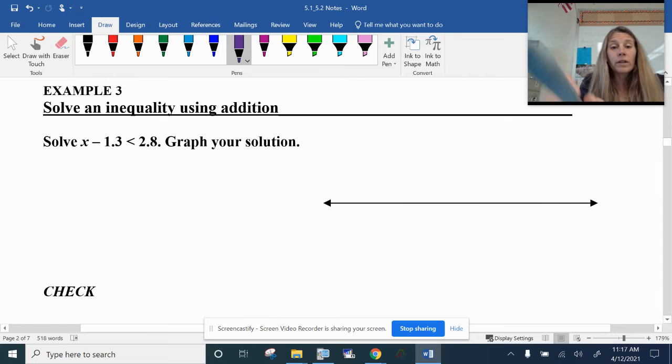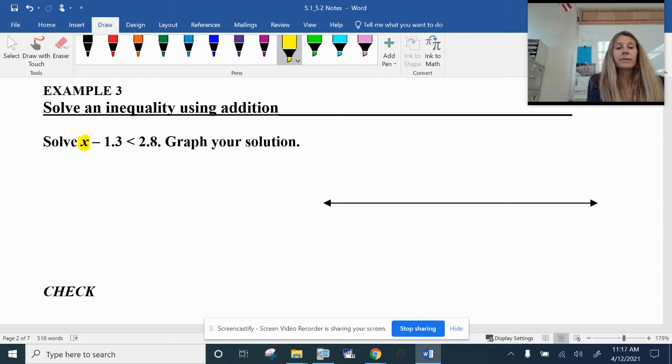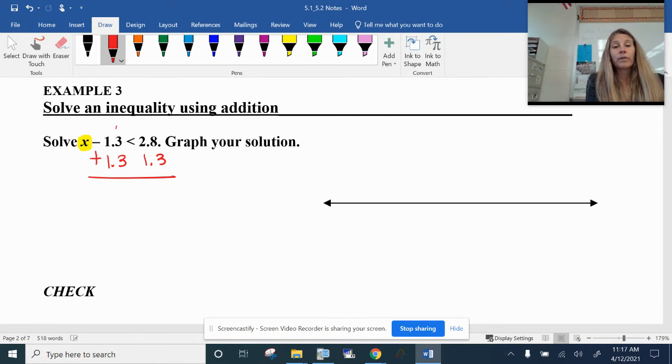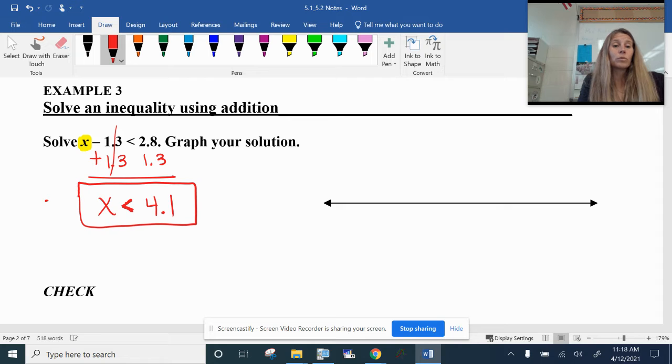Okay, so now when we go to solve an inequality, we can solve it using addition, subtraction, multiplication, division. Now this is just a simple inequality where we have x minus a number. So we're going to use the inverse operation here of addition to get that variable by itself, just like we would if we were solving something with an equal sign. Now at this point, we're going to have that less than sign just stay exactly the way it is, carry it down just like I would if I had an equal sign. 2.8 plus 1.3 is 4.1. So my solution would be that x is less than 4.1.